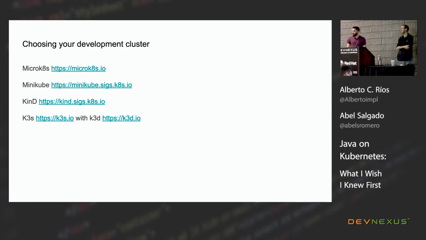What does K3D provide? It is a wrapper on top of K3S. So K3S is the actual distribution, and K3D is a CLI that gives you the same kind create experience. So just a CLI, a light wrapper on top of the whole thing.